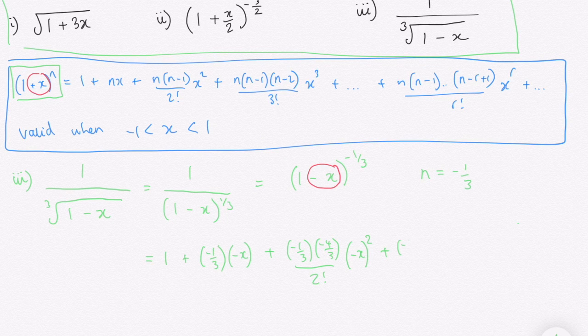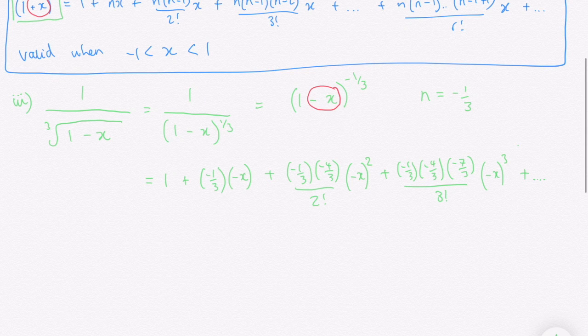And then we have -a third, -4/3, -7/3, because that is -a third subtract 2, over 3 factorial multiplied by -x all cubed, plus these remaining terms that we're not asked to calculate. Well, now let's just simplify this. So this is 1 plus +a third lots of x. This one is also going to be positive because we have 4 negatives being multiplied here.